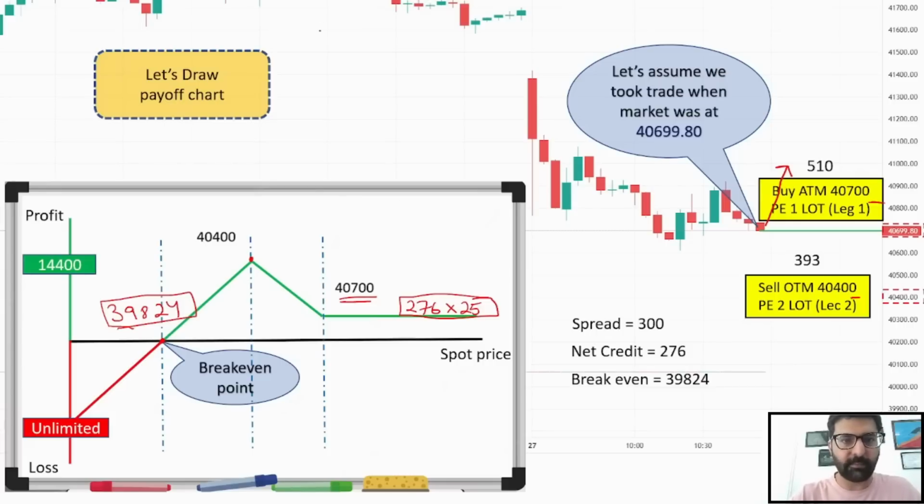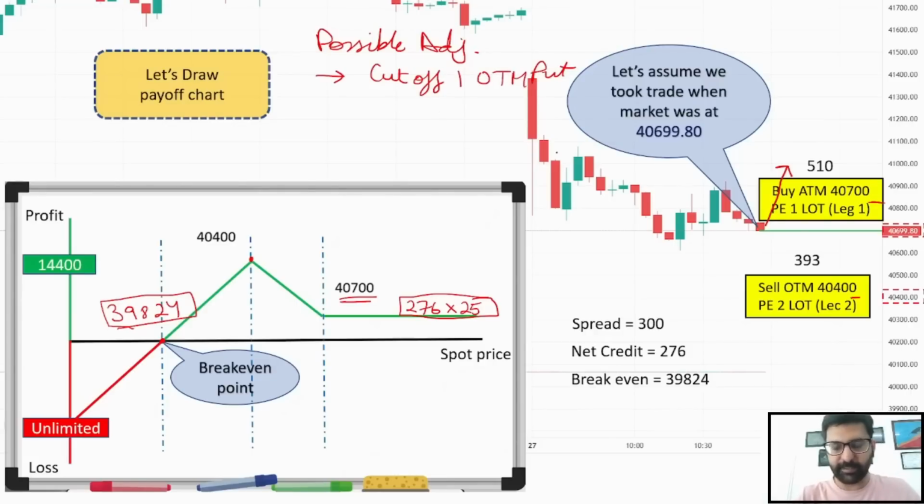So what are the possible adjustments? Let's quickly go through them. That's slightly an advanced topic, but that's important to know as well. So one could be to cut off one OTM put. Since we are carrying 2 puts on the short side, we can cut off one of the OTM puts, which means now we'll end up having 1 buy and 1 sell, right? Initially we had 1:2, so we had 1 buy and 2 sells. So this ratio gets converted into a debit spread. Now it does not matter how far the markets go down, our loss will be capped. It will be limited, right?